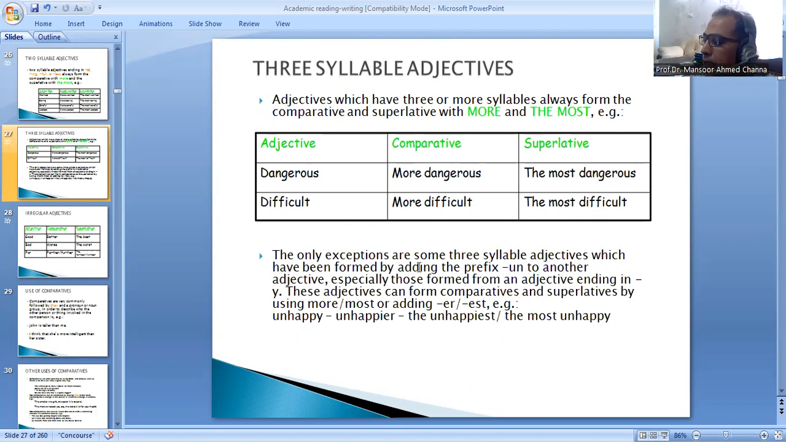The only exceptions are some three-syllable adjectives which have been formed by adding the prefix un- to another adjective, especially those formed from an adjective ending in Y. These adjectives can form comparatives and superlatives by using more or most or by adding -er and -est. For example, unhappy, unhappier, the unhappiest, or more unhappy, the most unhappy.